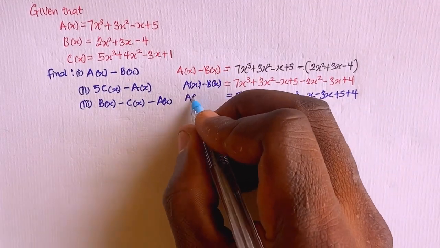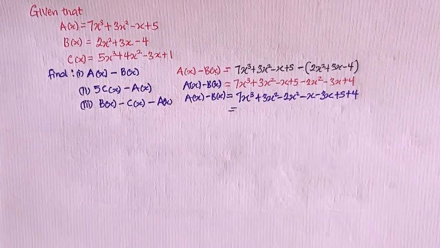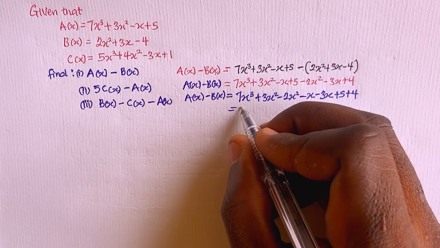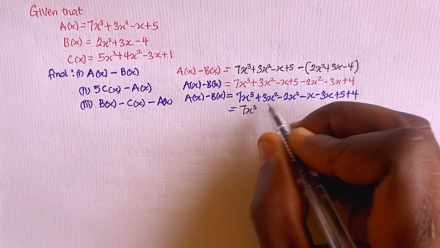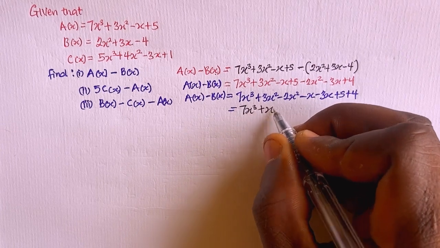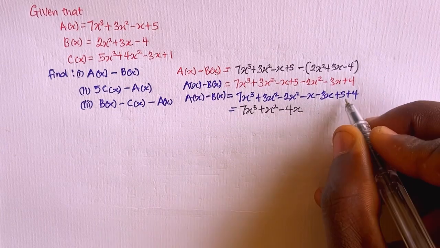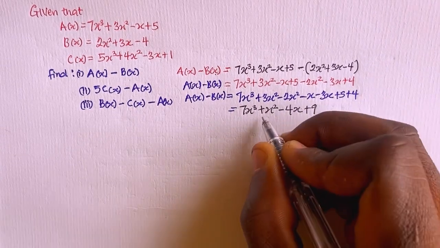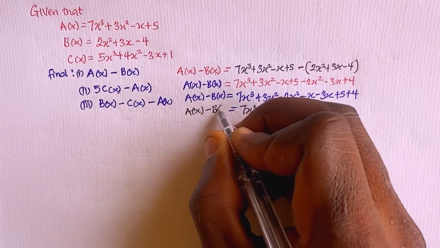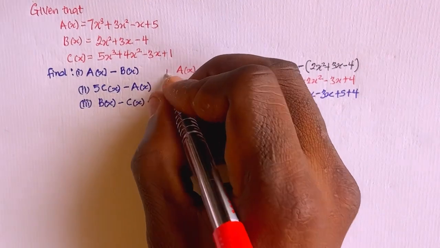Then a of x minus b of x is equal now to 7x to the power of 3. This minus this, that's going to give me plus x squared. Then this minus this, that's actually minus 4x. Then this I'm having to what? Plus 9. So that's the answer to the first expression. That means our a of x minus b of x is equal to this. That's for the first one, right?